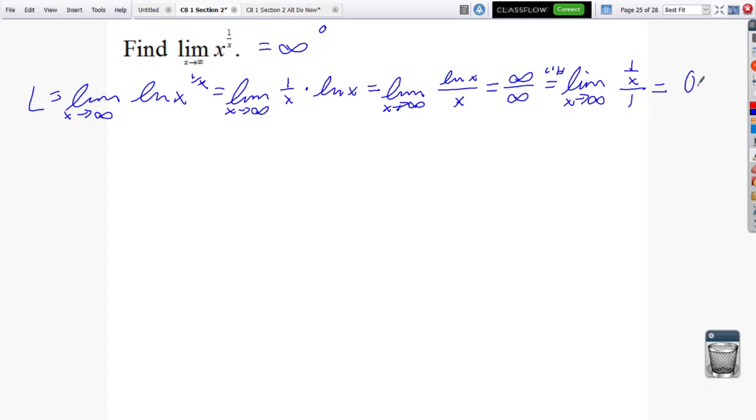Again, that's not my final goal. I want to talk about the limit as x approaches infinity of x to the 1 over x, which is equal to e to the L, my L here being 0, so e to the 0 is equal to 1. So in particular, since this is the limit as x approaches infinity, this illustrates that x to the 1 over x has a horizontal asymptote of 1.